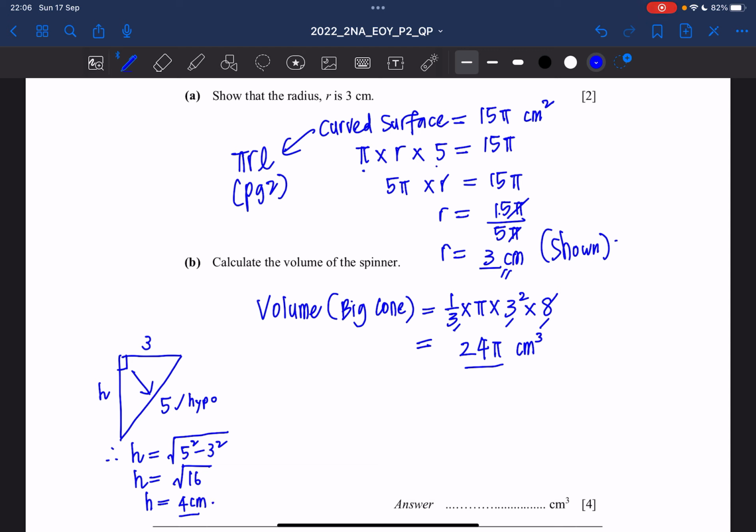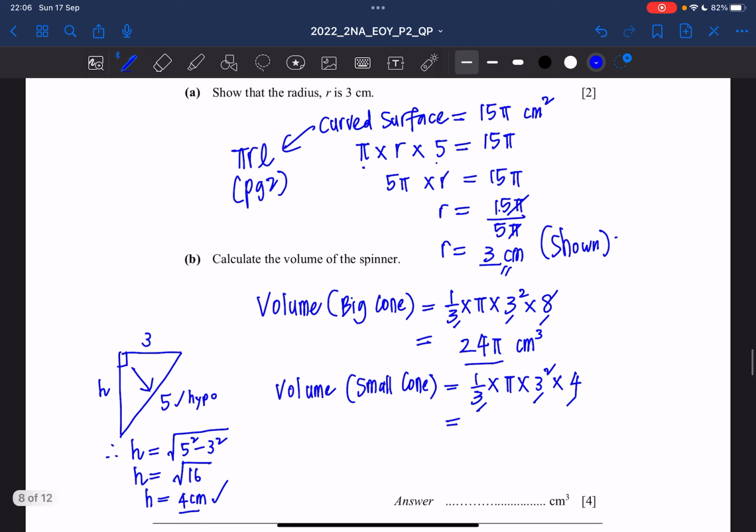Okay, so because we know this, we can find the volume of the small cone. To find the volume of a small cone, also same thing, 1/3 times pi times 3 square, and the height is 4. So again, we work out 1/3 times 3 square times 4. We leave the pi to be calculated at the end, times 9 times 4. So it's 12 pi centimeter cube.